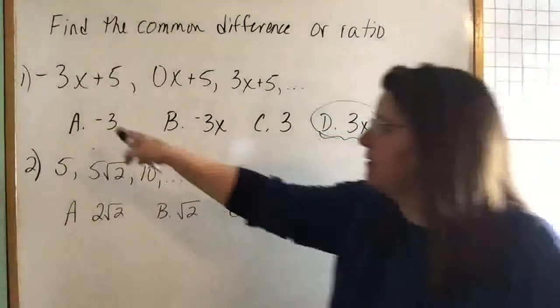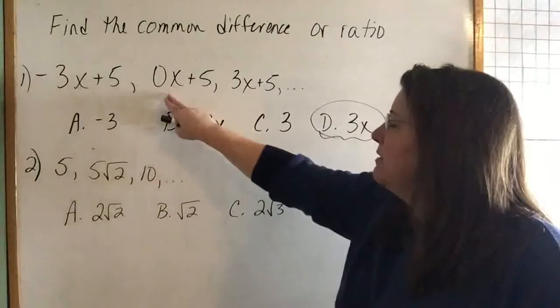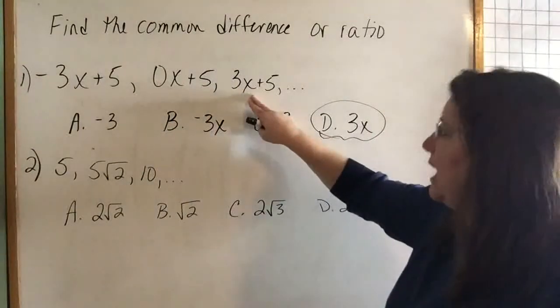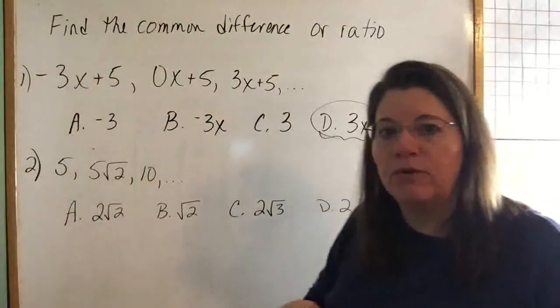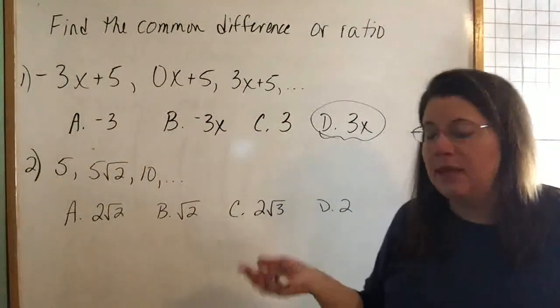If I add 3x, -3x plus 3x is 0x, and the plus 5 comes over. 0x plus 3x is 3x plus 5 comes over. So you can just eliminate ones that you know won't work by trying them, and then figure out what the right answer is.